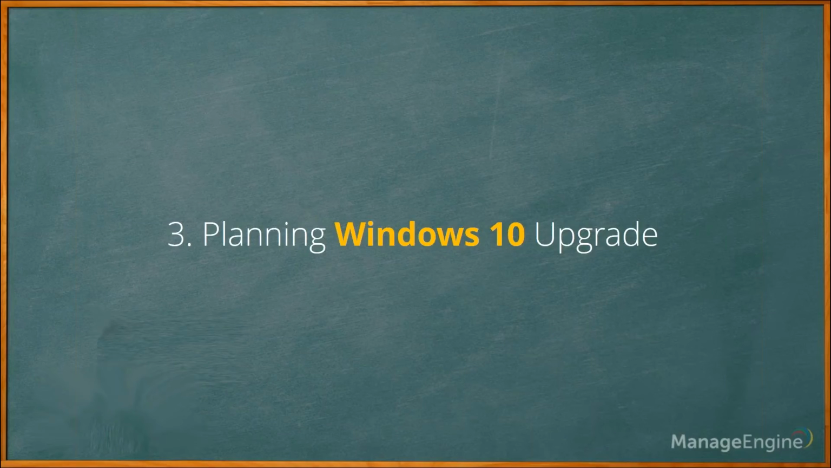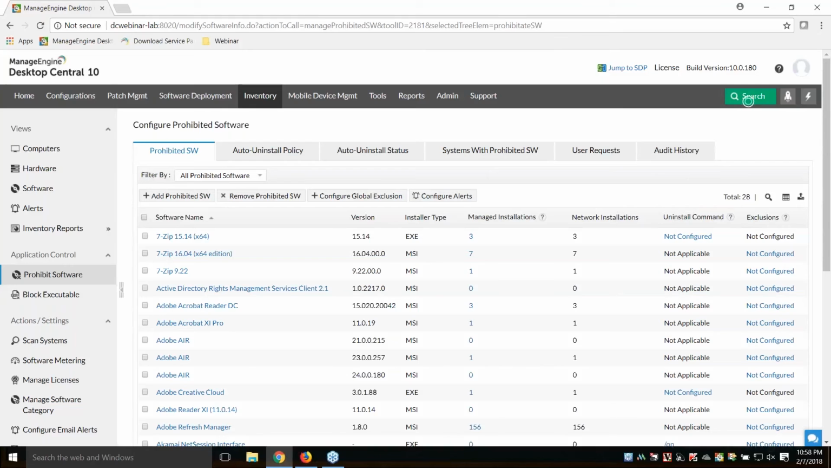So when they're going for the Windows 10 upgrade, what are the prerequisite activities we need to check? What are the measures that need to be done before we do the Windows 10 upgrade, and how is this Desktop Central inventory going to help us? So let's go back and check how this all happens.